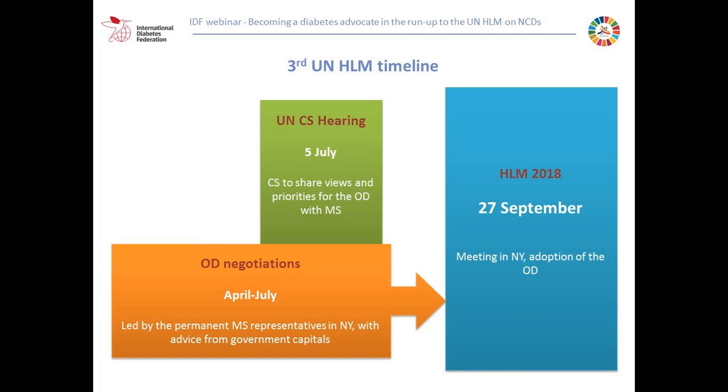So before the meeting takes place, there are going to be a lot of preparations around it. There will be negotiations about this outcome document from now to July. They are led by the member state representatives in New York, but of course the national governments, the capitals, advise them. And then another key date for us is the UN Civil Society hearing. This is taking place on July 5th in New York as well. And this is an opportunity for civil society to share their opinion and priorities. Hopefully, these priorities from civil society will be included in the outcome document that the member states are negotiating.